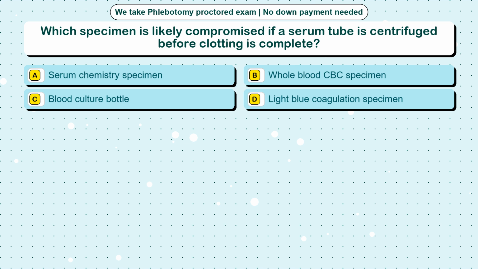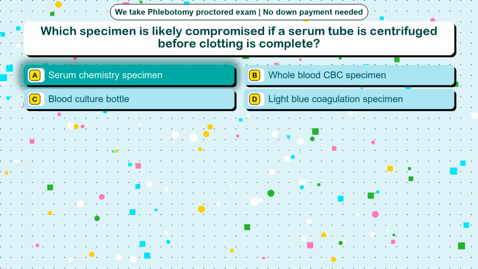Option A, serum chemistry specimen. Option B, whole blood CBC specimen. Option C, blood culture bottle. Option D, light blue coagulation specimen. The correct answer is option A, serum chemistry specimen.